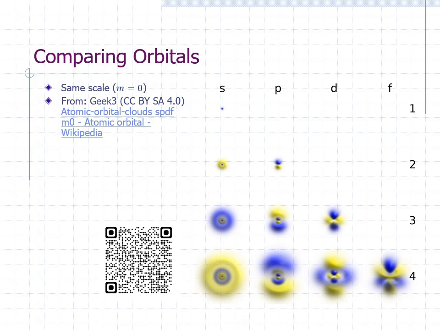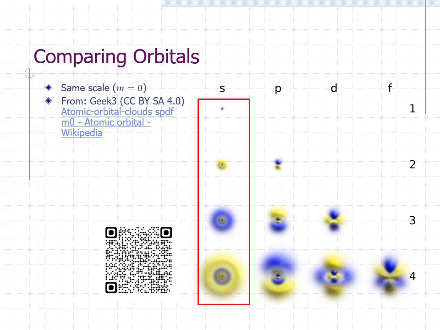Only the orbitals with quantum number m equals 0 are shown. Let's compare the 1s, 2s, 3s, and 4s orbitals. It should be easy to see that the larger the quantum number n, we can expect the region where we are most likely to find the electron to be larger. Or we can say that the average distance of the electron from the nucleus increases as quantum number n increases.